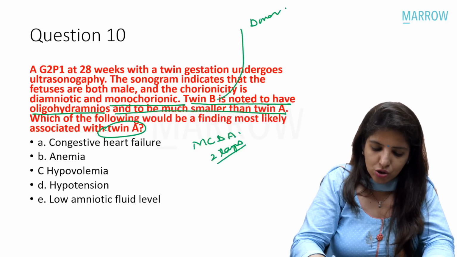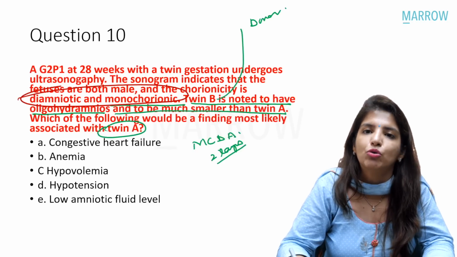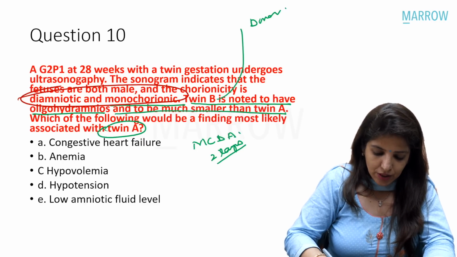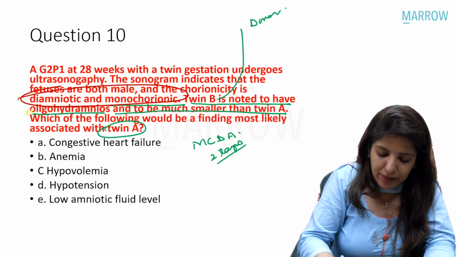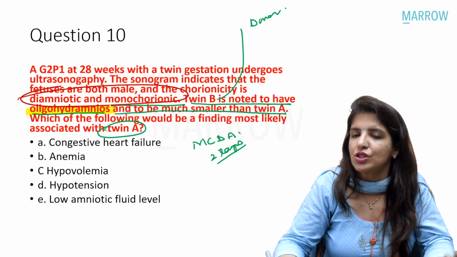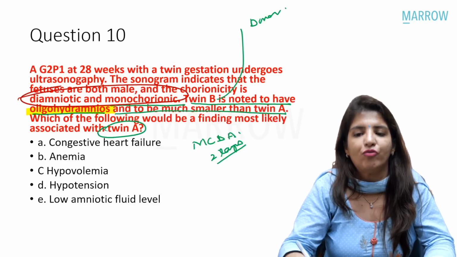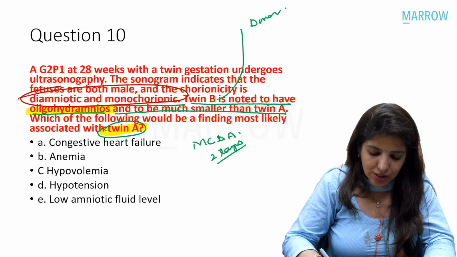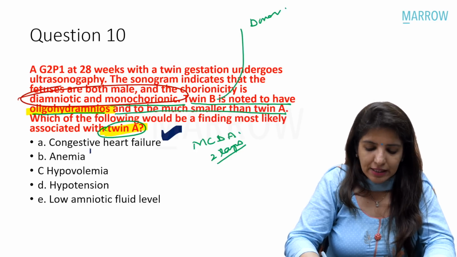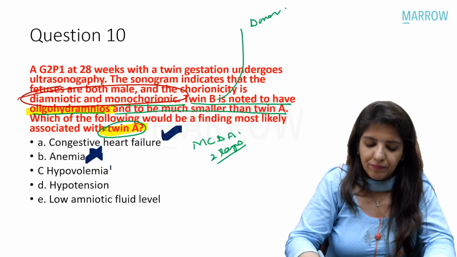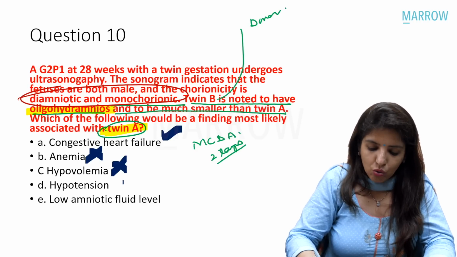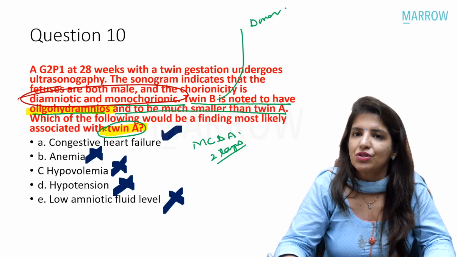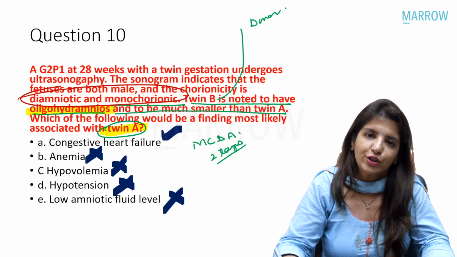Now, in our question also, the twins are monochorionic diamniotic and they are saying that twin B has got oligohydramnios. Now, which is the donor twin? They are asking you, in the case of the recipient twin, which is your twin A, what complication will you see? Will you see congestive heart failure? Yes. Anemia? No. Anemia will be seen in the donor twin, that is twin B. Hypovolemia? No. Hypotension? No. Low amniotic fluid level? No. So, in the case of twin A, which is the recipient twin, you are going to get congestive heart failure.